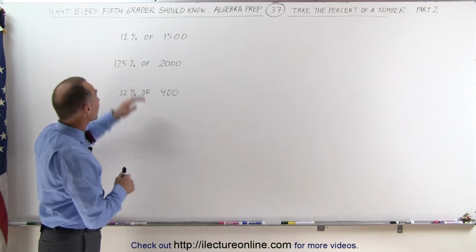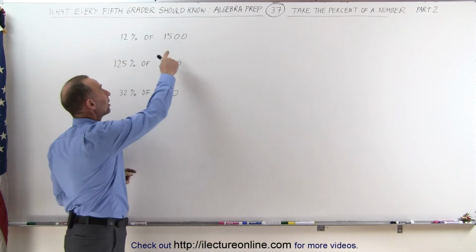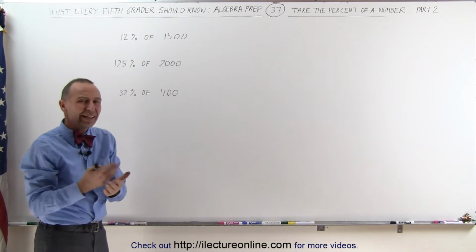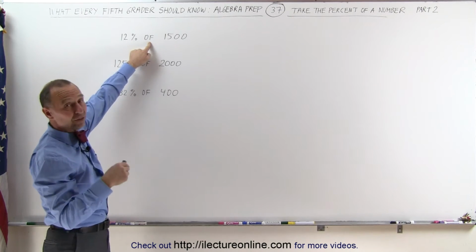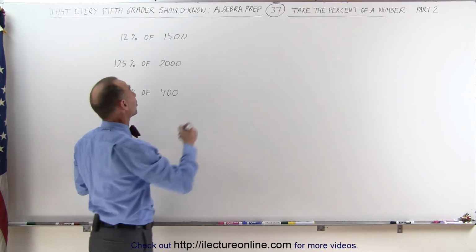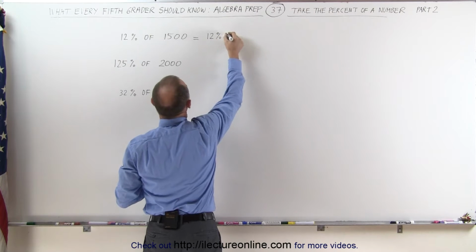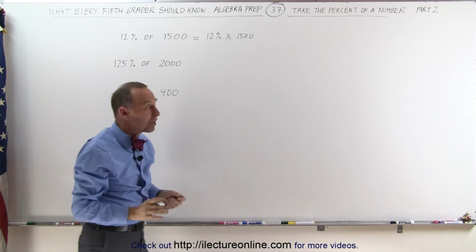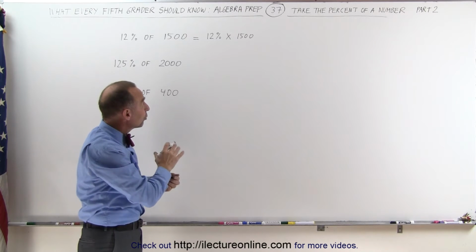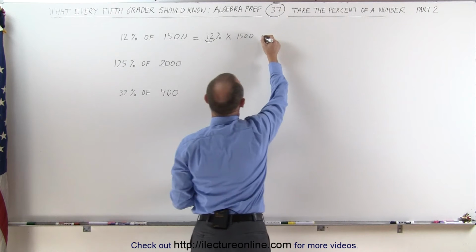We're still taking the percentage of a number, but notice these numbers are very big numbers with lots of zeros, which lends itself to a slightly different technique. The word of still means multiplication. Therefore, this can be written as 12% times 1500. And the next step is still the same, because now we're going to change the 12% to a decimal by moving the decimal place over 2 spots.